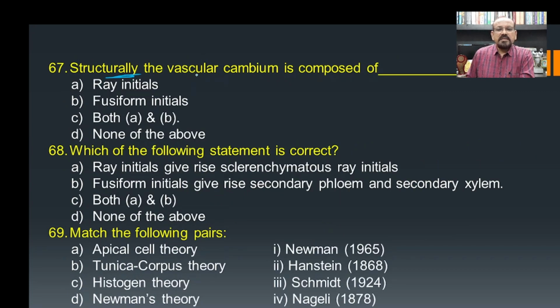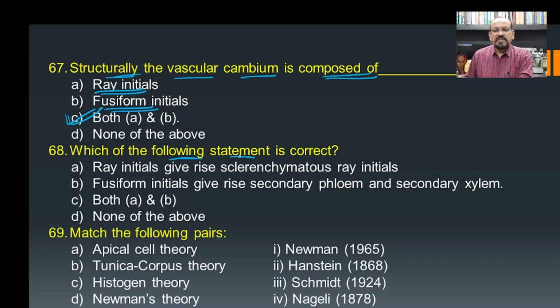Then structurally the vascular cambium is composed of. The vascular cambium is composed of 2 types of cells which are known as the ray initials and fusiform initials, and hence C will be the correct answer for this question.